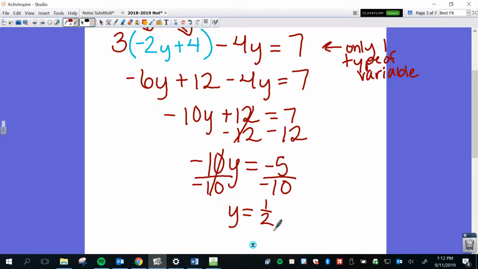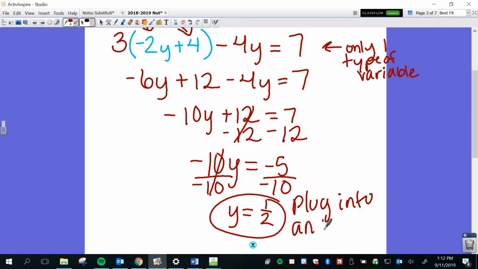But remember, there were two variables here, right? We need x. So now we take this y that we have and we plug it into an equation. I'm abbreviating equation with EQ to get x. So I'm going to take that answer for y, plug it into any equation that I started with, and I'll get x.